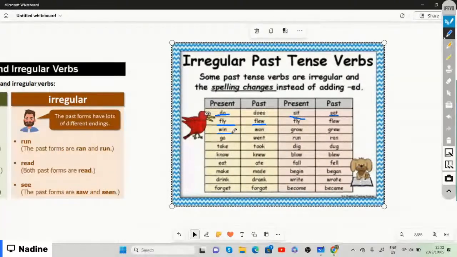Win. I win a medal for athletics. But last week, I won a medal. So won is the past tense form of win. And then we have run, which is our present tense. But in the past, we ran.